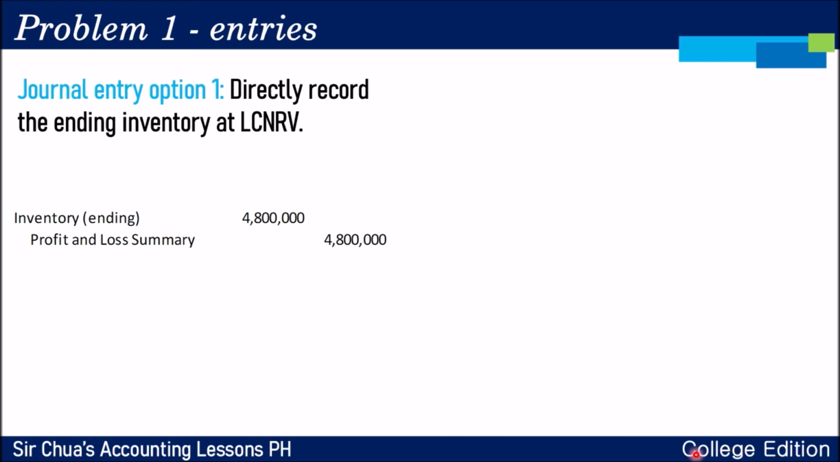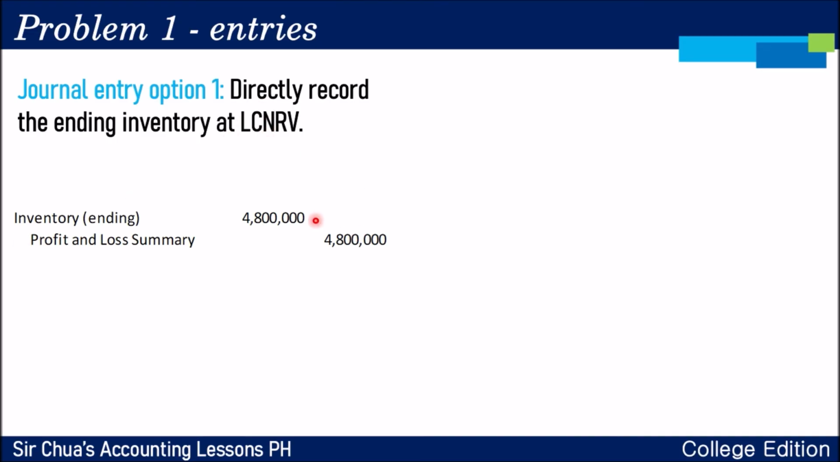Balikan natin. Bakit po ganito ang entry ng inventory may nasasangkot na profit and loss summary? Remember, under the periodic system of inventory, inaalis po natin yung amount ng beginning inventory by debiting profit and loss summary and crediting the amount of beginning inventory, and then we debit ending inventory and then credit it to profit or loss summary. Okay, if you would remember your merchandising accounting under the periodic system of inventory, ganun po tayo mag-record ng ending inventory.